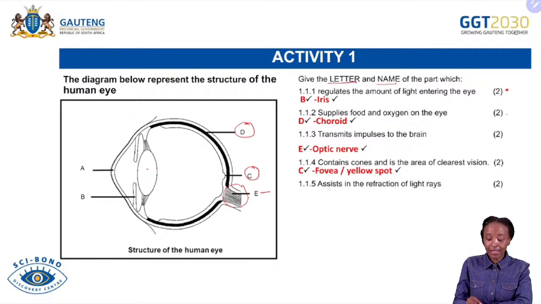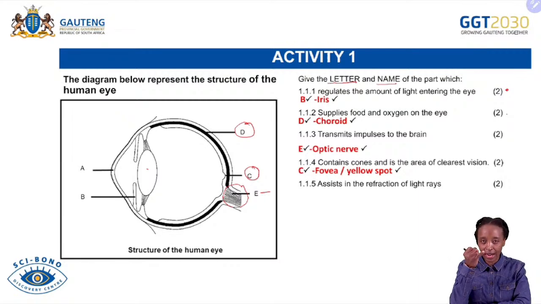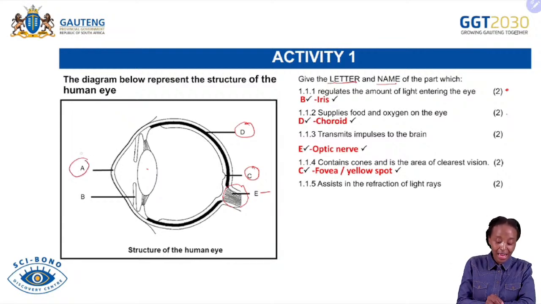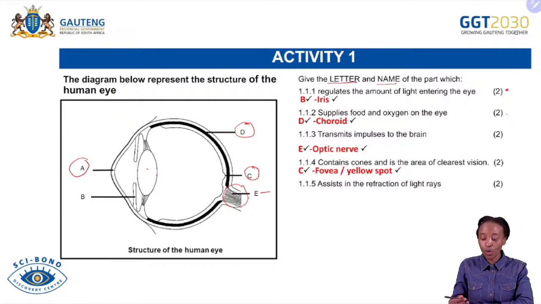And then lastly, this part assists in the refraction of light rays. There are 2 things that we mentioned that refract light. We said it's the cornea, and we said it is the lens. So when we look at this diagram, there is no label on the lens. So we only have one part to mention here, and that part is what? It is A, and it is the cornea. So the part that we are talking about for 1.1.5 is A, the cornea.